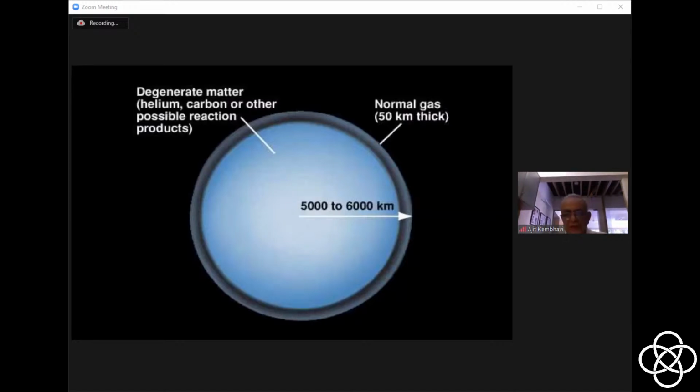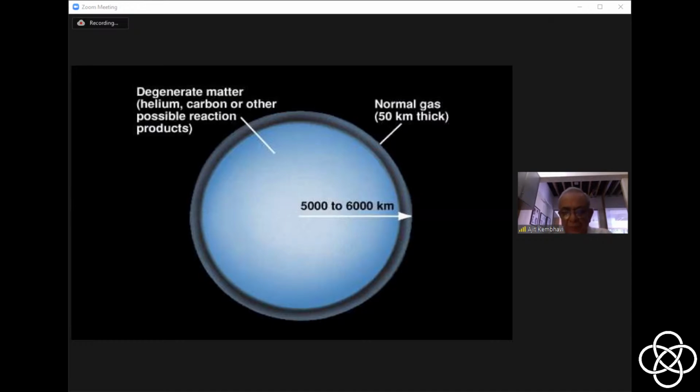Now we have seen that the transfer of heat in a star is because of radiation and also because of convection. I'm sure you have learned about it in the course. But a white dwarf is different. The interior of the white dwarf is a degenerate object. So what does that mean? It means that the electrons are floating around in the degenerate gas.